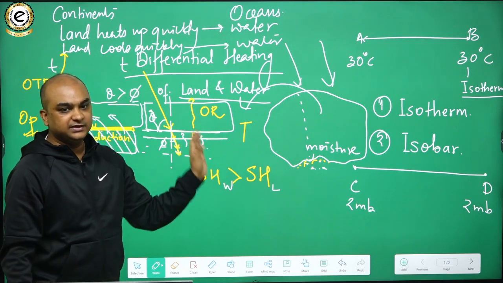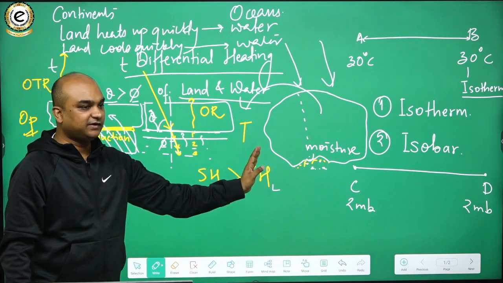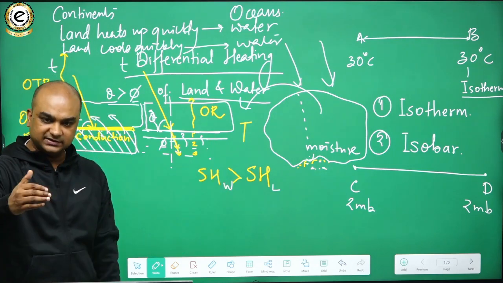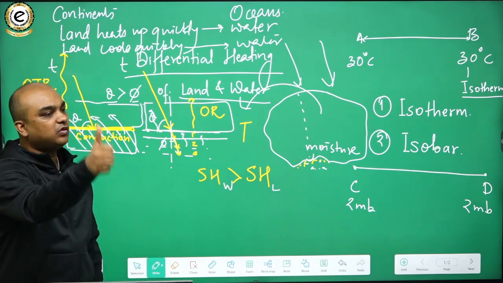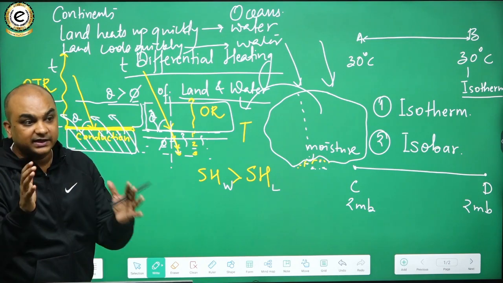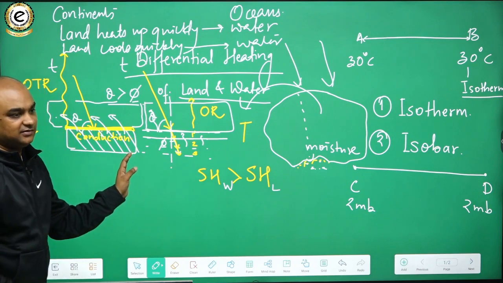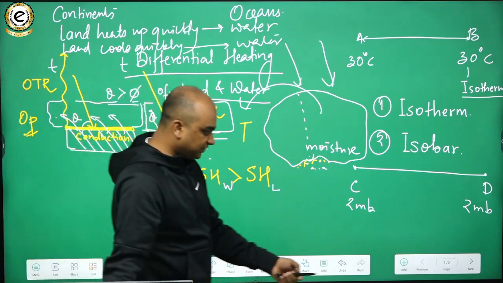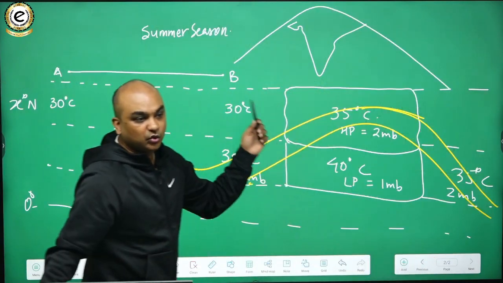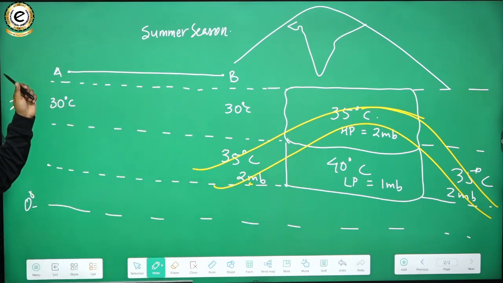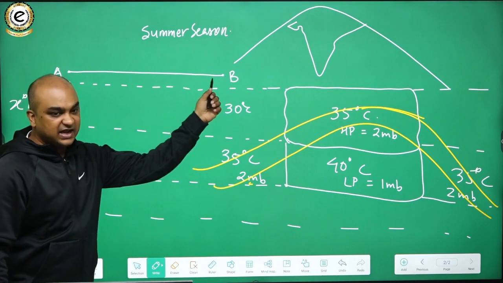The specific heat of water is more than the specific heat of land. Specific heat means the heat energy required to raise the temperature of the body by 1 degree Celsius. मतलब ज़्यादा heat लगती है पानी को गर्म करने में when compared to land. You understand that? And we also understood that the isotherms and the isobars are not necessarily straight lines.